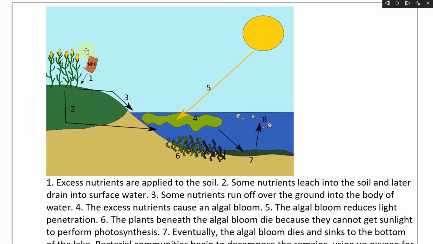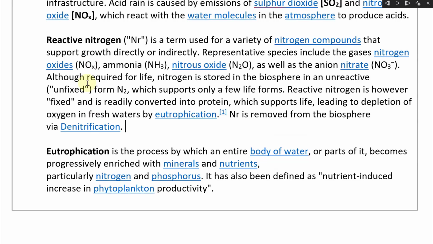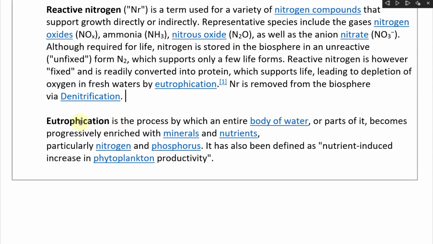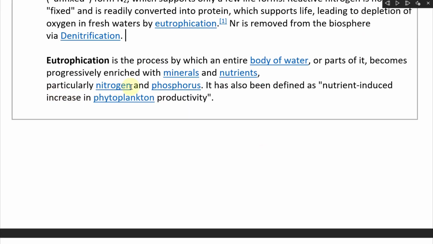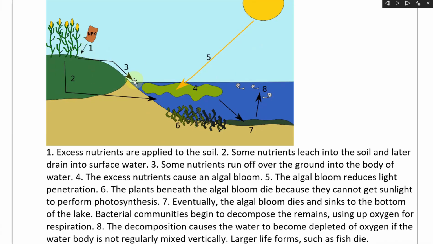Let's continue further. So you have step one: excess nutrients are applied to the soil. So you have a whole bunch of excess nutrients, and that's the whole idea over here. And this is eutrophication. If an entire body of water or parts of it becomes progressively enriched with minerals and nutrients, particularly nitrogen and phosphorus, and in this case also potassium. So you have excess nutrients applied to the soil, a whole bunch.